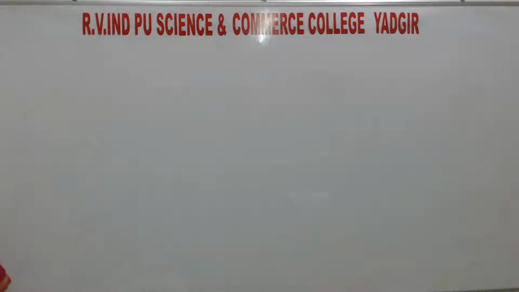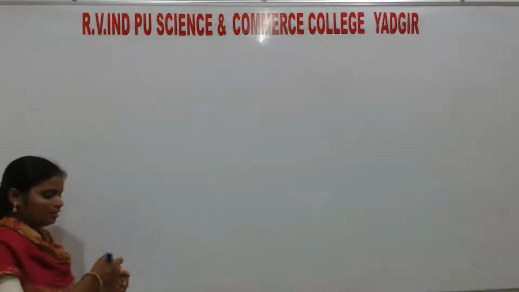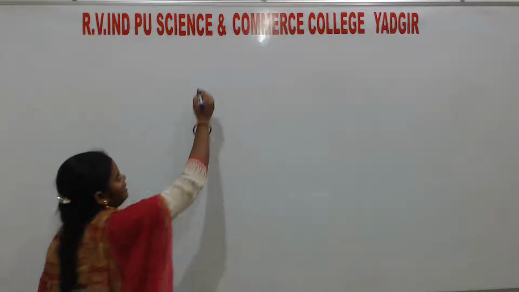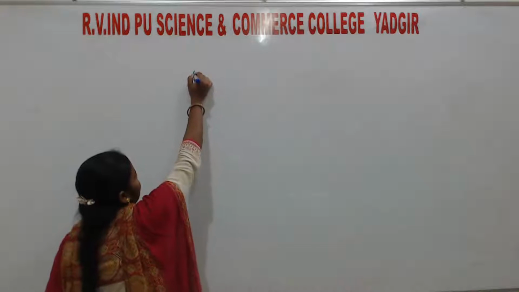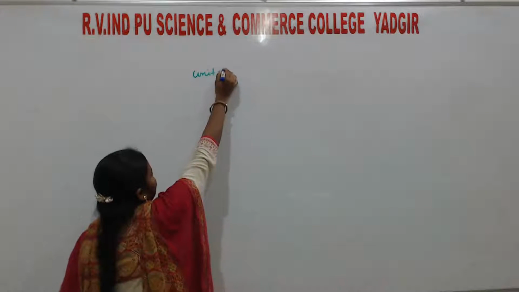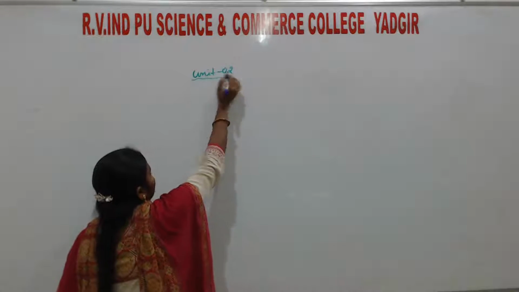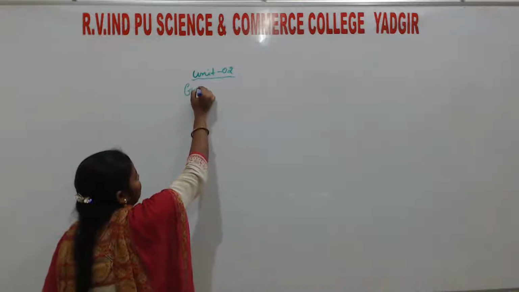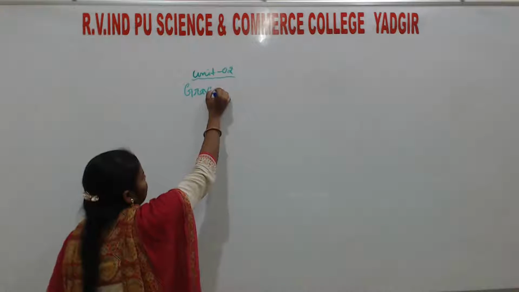In the last class, we discussed the principle of gravimetric analysis. What is meant by gravimetric analysis? The unit name is gravimetric analysis. Unit two, gravimetric analysis.